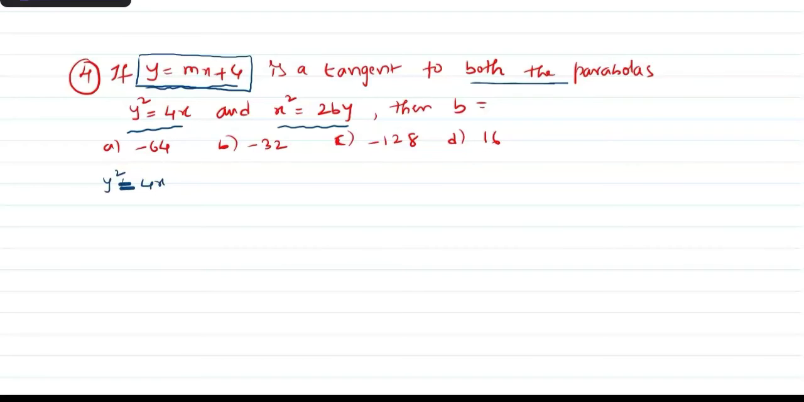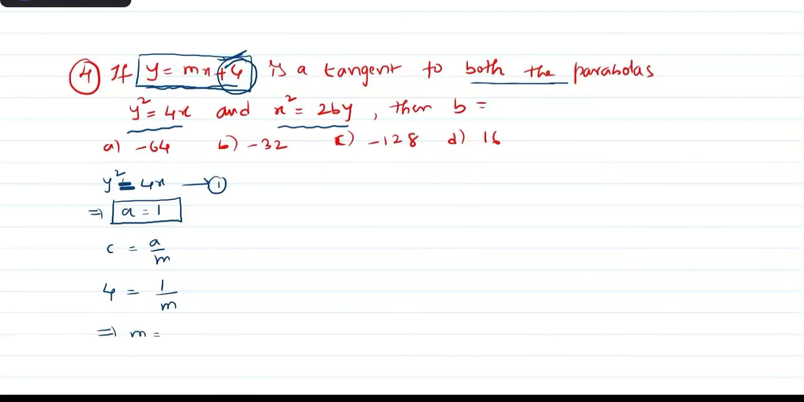If you compare with y square is equal to 4ax, a value should be 1, right? Now the line y is equal to mx plus 4 is tangent to equation number 1, then the condition is c is equals to a by m, right? And c value, by comparing the given line, is 4. So 4 is equals to a value 1 by m; m value we don't know. From here we can conclude that m is equals to 1 by 4.